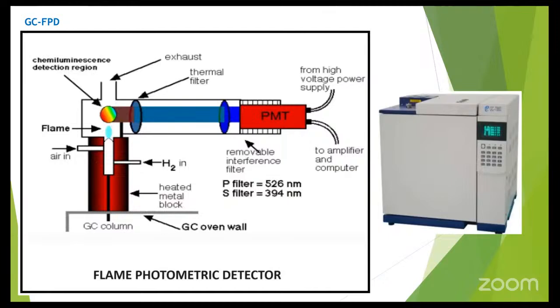So basically, the sensitivity of the detector can be increased by increasing the voltage, but an upper limit is imposed by the simultaneously increasing noise. And the optimum voltage can be determined by comparing detector response to an amount of compound. So these are all the GC detectors that we have been seeing.